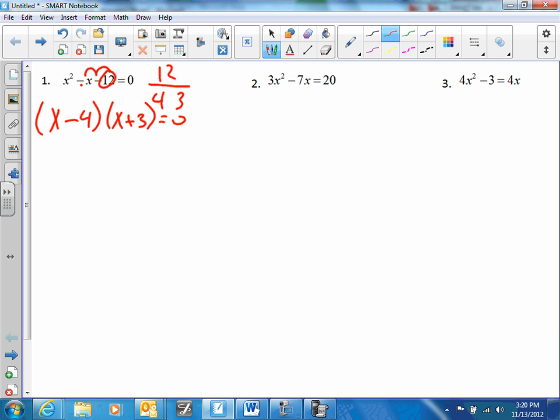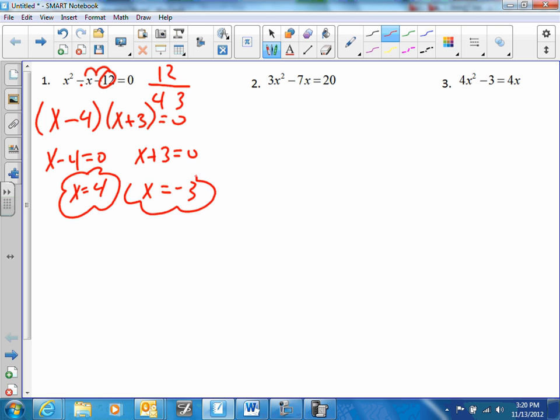Put equal to 0. So x minus 4 equals 0, x plus 3 equals 0. This is going to be x equals 4. This is going to be x equals -3, and those are my two roots.